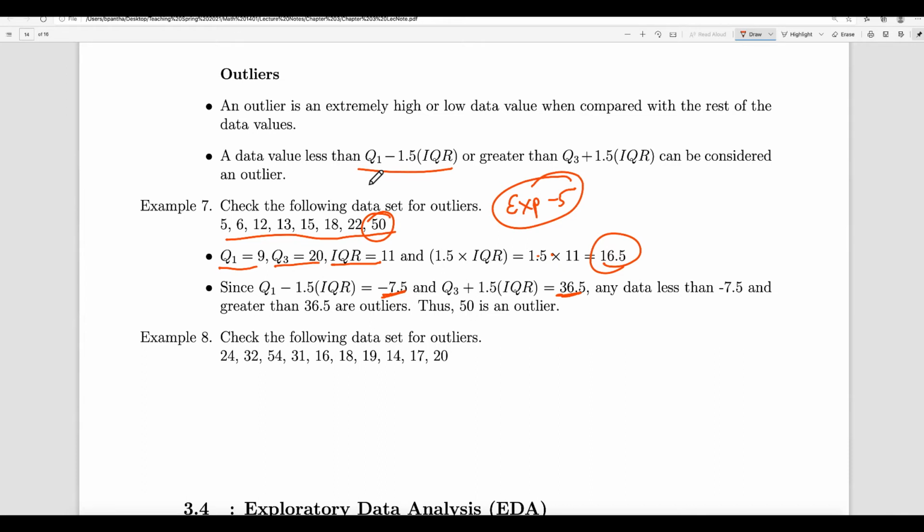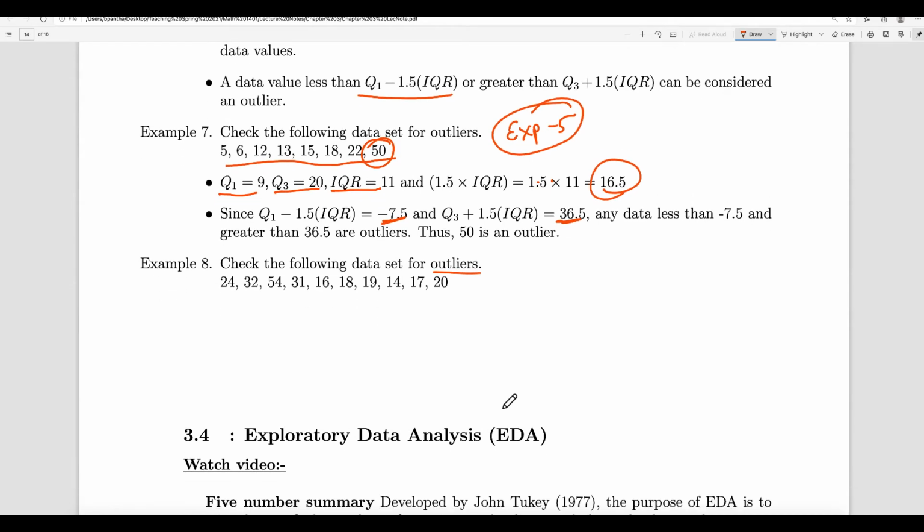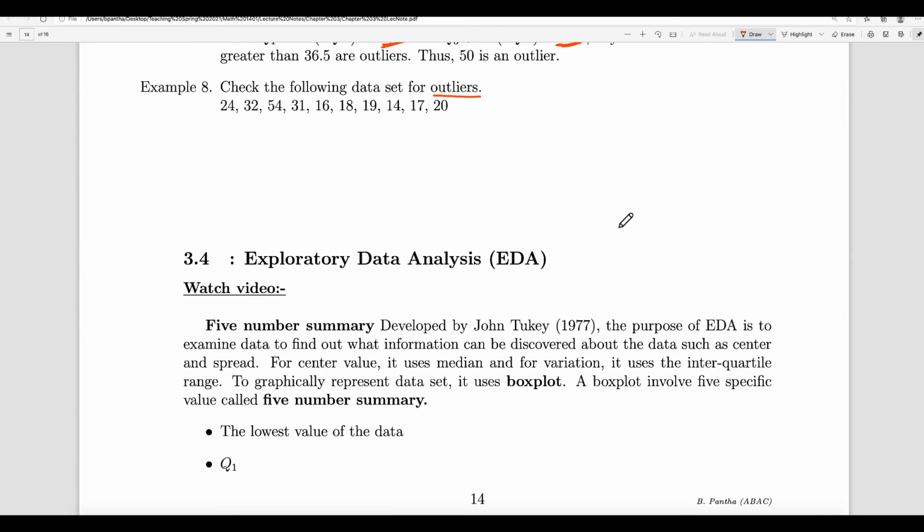Example 8 is to find the outliers of this data. Again, you need to write it in increasing order, find Q1, Q2, Q3, and also find Q3 minus Q1, that is the IQR. Find 1.5 times IQR, then compute Q1 minus that number and Q3 plus that number. Any data that lies below or above those two numbers will be the outliers. You do this example yourself.